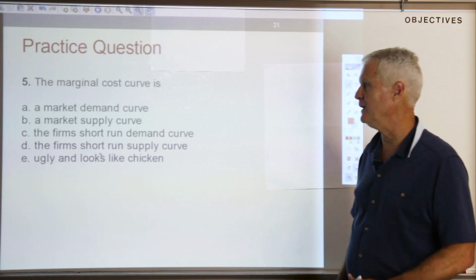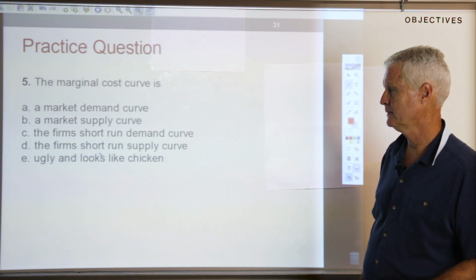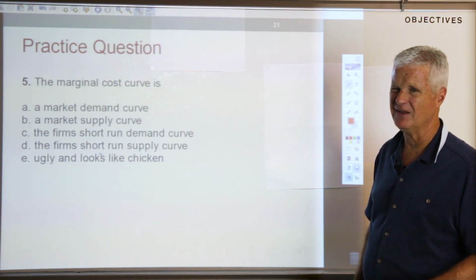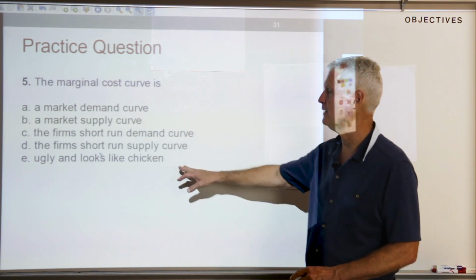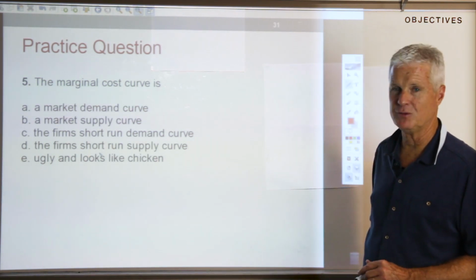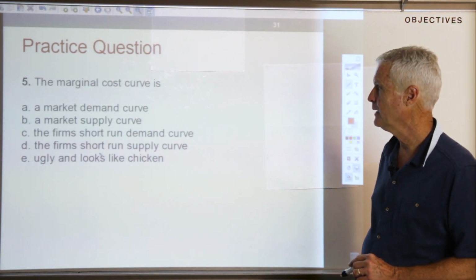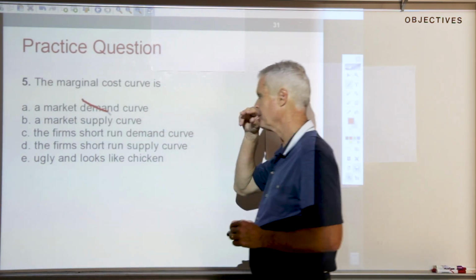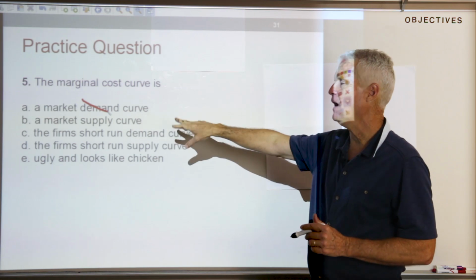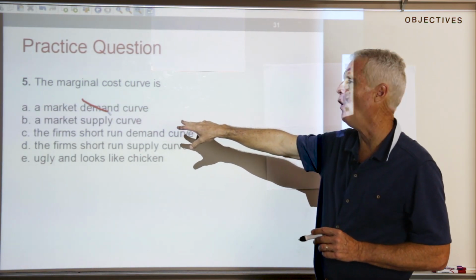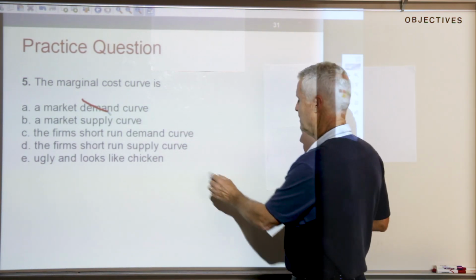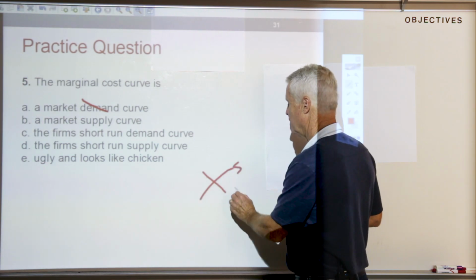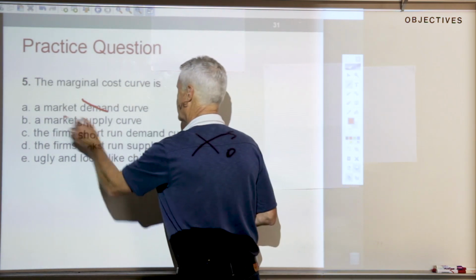Marginal cost curve is, actually it is ugly and it looks like a chicken, but no, it's not, okay? So pick between A through D. It's not a demand curve. It's actually not a market curve at all, okay? Market curve, supply and demand, right? That's supply and demand. That's a market. It's not a market curve.